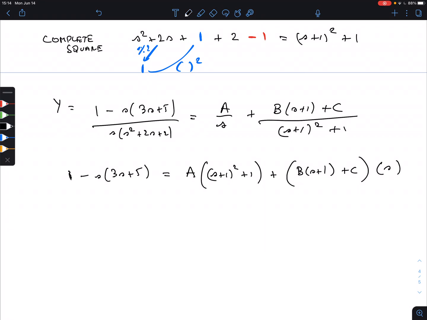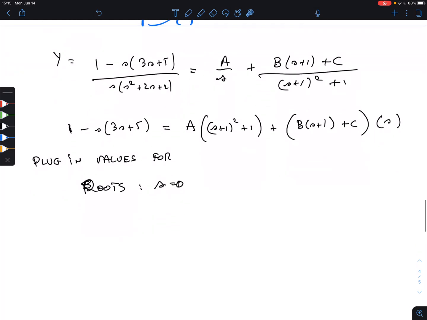And so now we plug in values for s. So first we look at roots. So s is 0. The root, we are referring to the root of this denominator, but there's only one, that is this one. So s is 0, we see that over there we get 1 on the left hand side, and on the right hand side, this whole thing cancels, we get A times 2. So we see that A is a half.